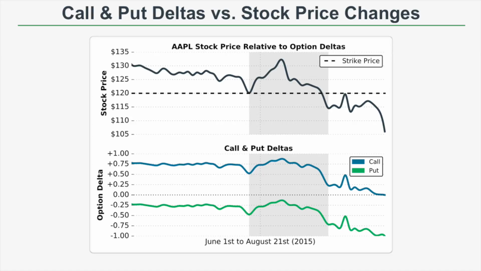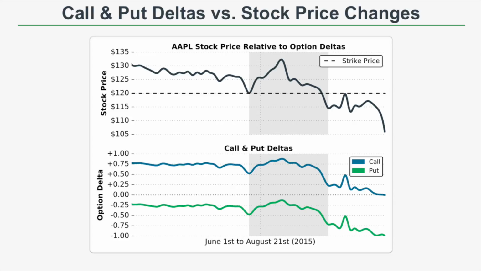In the shaded region, the stock price rallied from $120 to $132.50. When that stock price increased, the call option's delta increased from 0.5 to around 0.80. On the other hand, the put option's delta moved from -0.50 to -0.1. So when the stock price increased, the call option became more sensitive in terms of directional exposure because its delta was getting closer to 1, but the put option was becoming less sensitive to movements in the stock price because its delta was moving closer to 0.